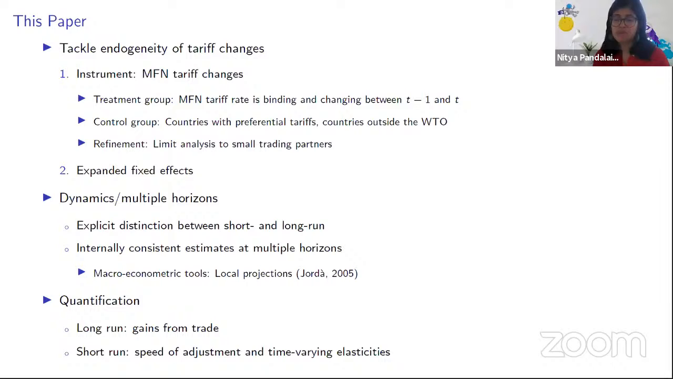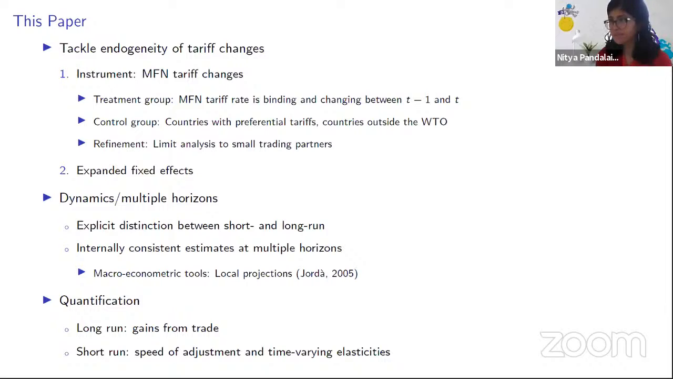The second contribution we're going to make is think about dynamics and the time horizon of estimation carefully. We're going to make an explicit distinction between the short-run elasticity relevant for international macro models and the long-run elasticity relevant for steady-state trade models, and provide internally consistent estimates in multiple horizons. And to do this, we're going to use local projections.